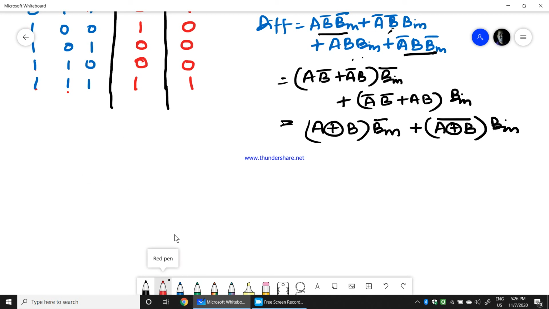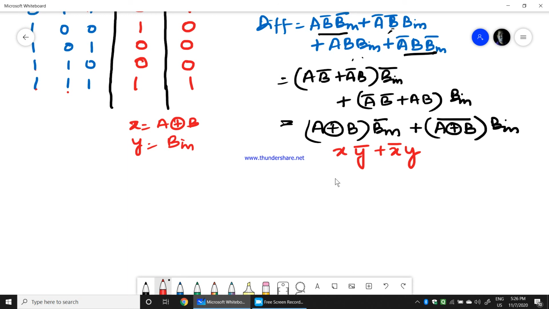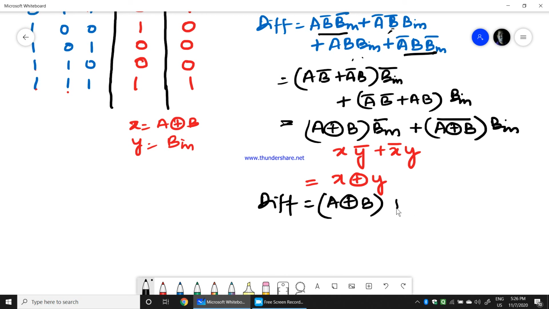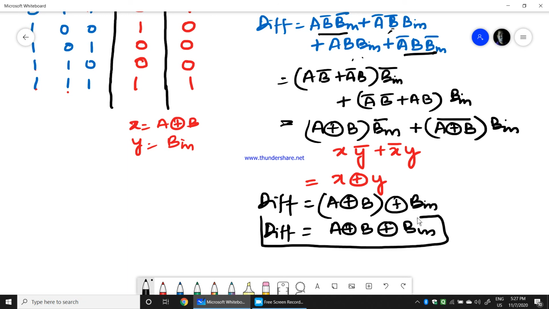Now let me take, like how we did in the adder, X equals A XOR B and Y equals B in, so I get X Y bar plus X bar Y. So this is nothing but X XOR Y. So finally difference is equal to, we know that X equals A XOR B, and that is XORed with B in, which is Y. So we can easily say that it is nothing but A XOR B XOR B in, which is the difference. So we got the difference.